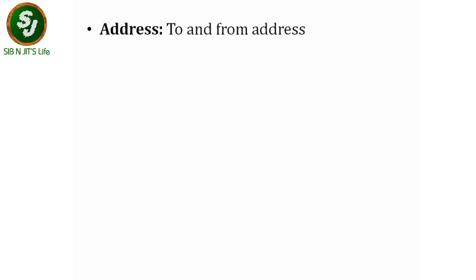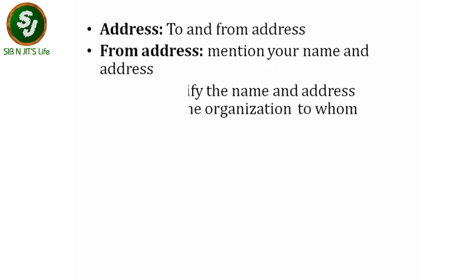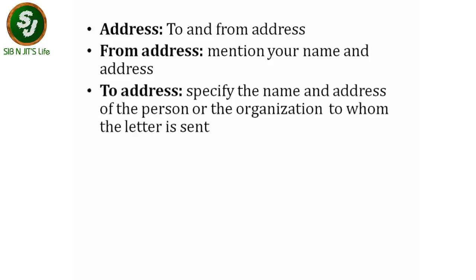Now let's discuss the address part. What you have to write here. In the address part, you will have the to and from address. Now what is this to and from address? From address is the address of the sender. The one who sends the letter gives his or her name and address, and that will become the from address. So mention your name and address, the one who is writing the letter. Then comes the to address. In this to address, specify the name and address of the person or the organization to whom the letter is sent. That particular person's name and address must be specified.